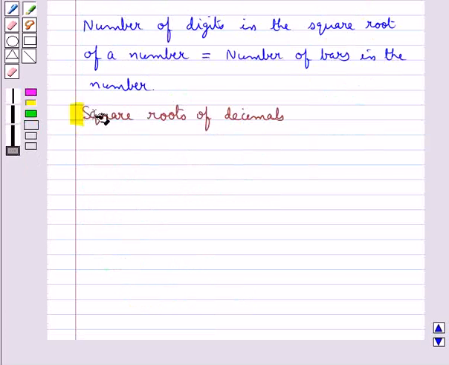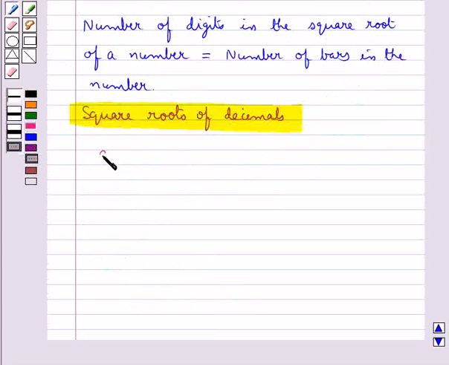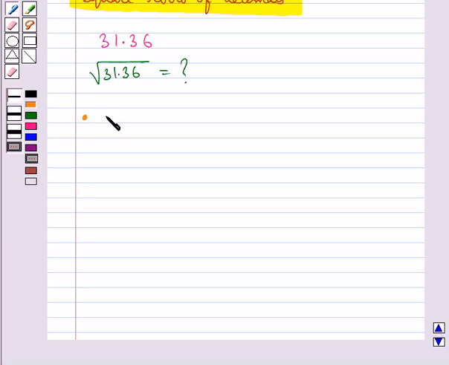Next, we try finding the square roots of decimals. Consider the decimal number 31.36. We need to find the square root of this number. Let's start doing this. Consider the number. Now we put the bars on the integral part of this number, that is 31 in this case, in the usual manner as we do. So we got this one bar over the integral part. And in the decimal number, we place the bars on every pair of digits beginning with the first decimal place. So we got one bar over here.